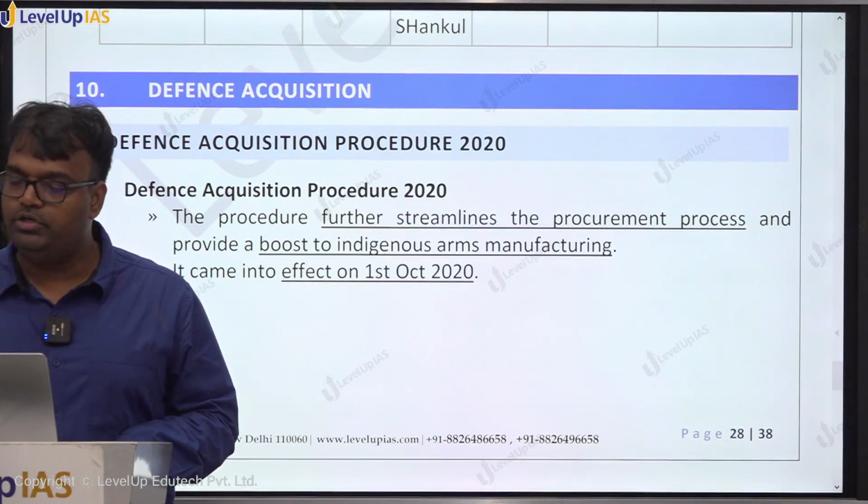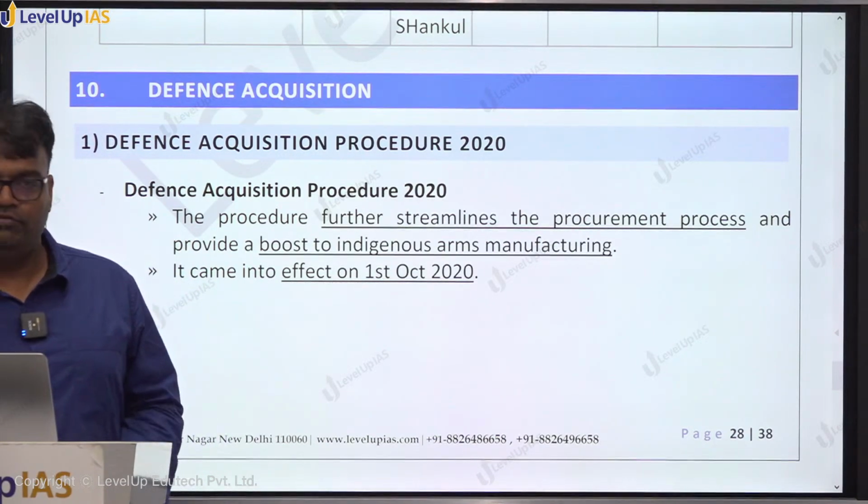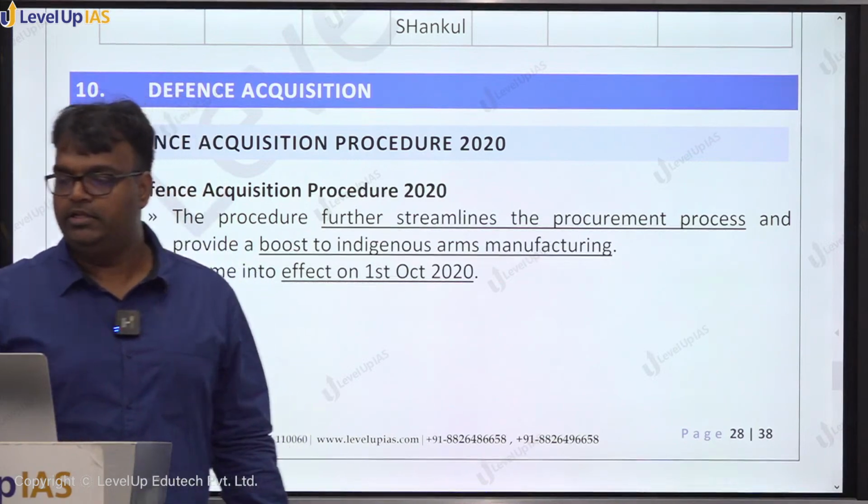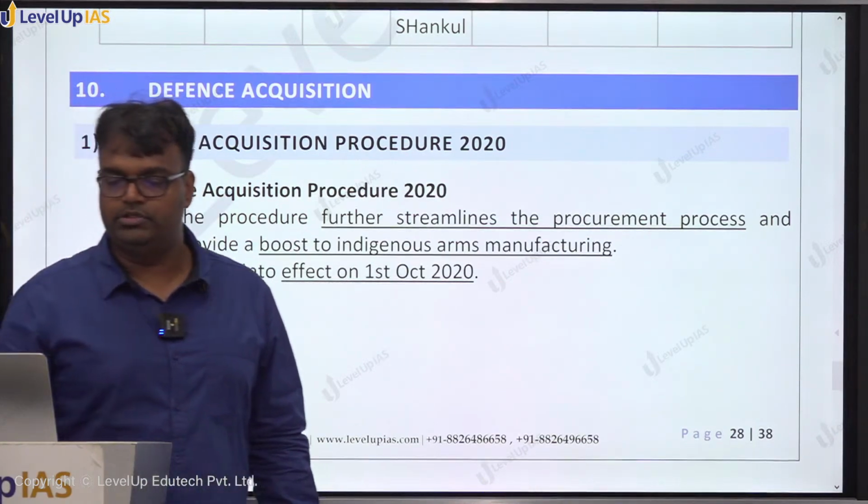So, Arihant is the only nuclear powered submarine we have? Yes. For now, Arihant is the only nuclear powered. Arihant class nuclear powered submarine is the only nuclear powered submarine that we have.